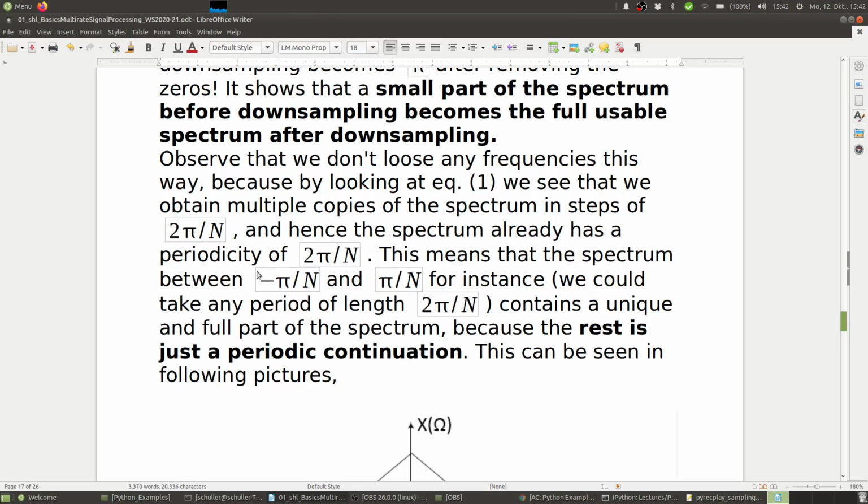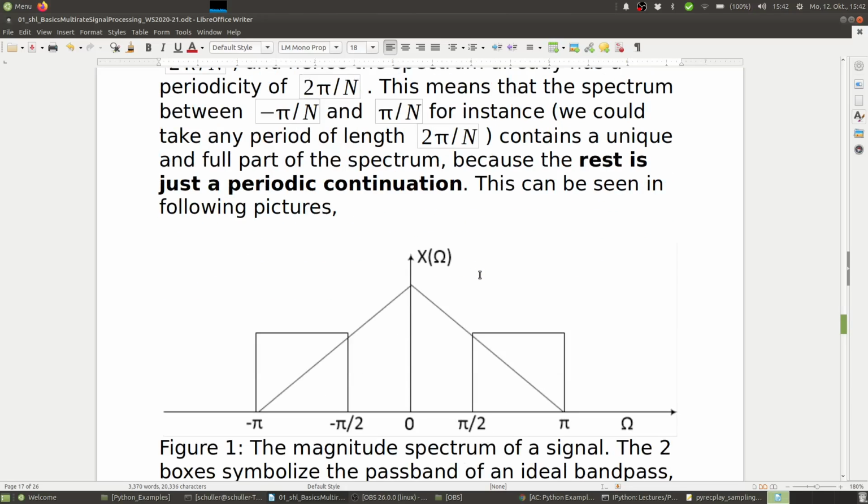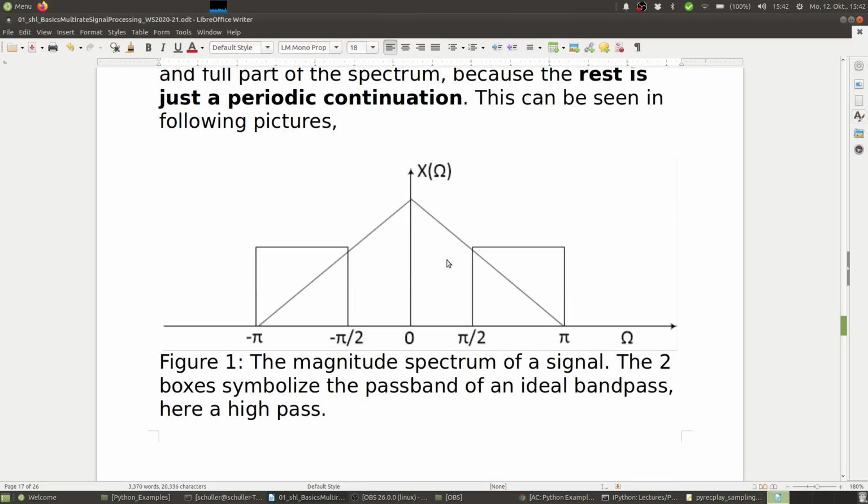This means that the spectrum between minus pi over N and plus pi over N, for instance, or any other period of length 2 pi over N, contains the unique and full part of the spectrum, because the rest is just a periodic continuation. This can also be seen in the following pictures.